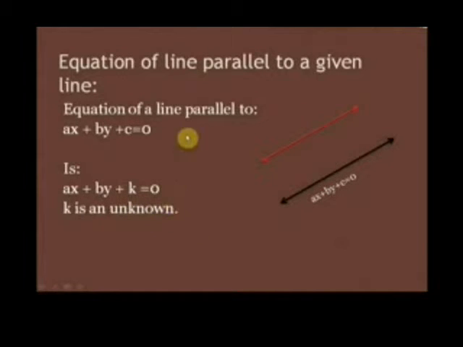Once again, if a line is Ax + By + C = 0, and we have to find the equation of a parallel line, then Ax + By + K = 0 is the equation of this line. Here K is an unknown. If we substitute different values of K, we get different lines which are parallel to this original line.